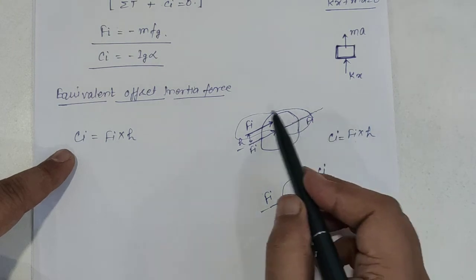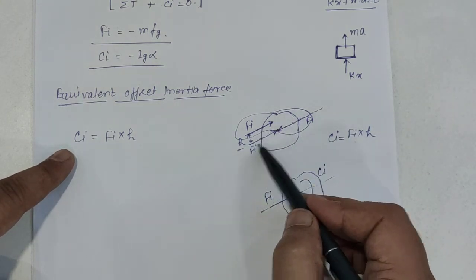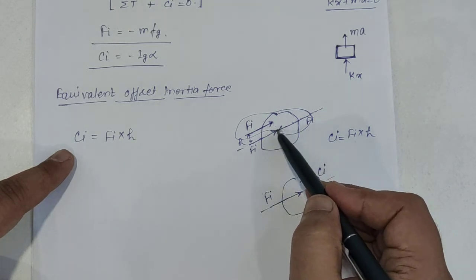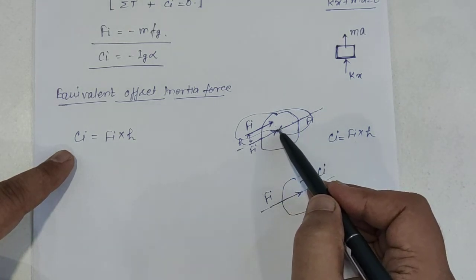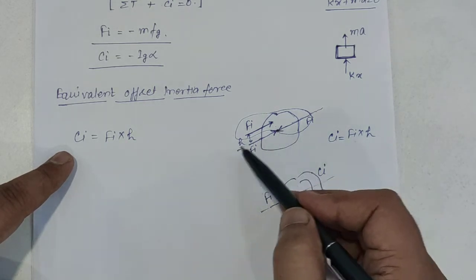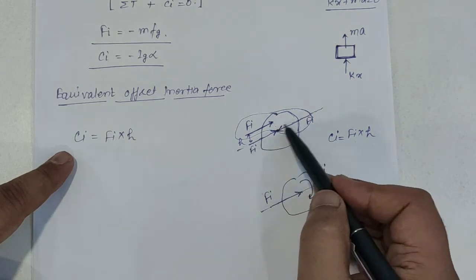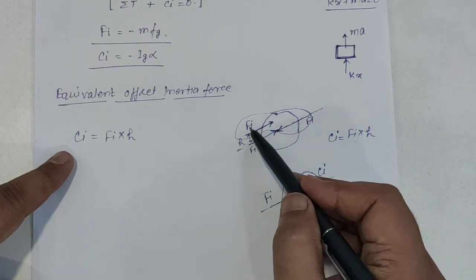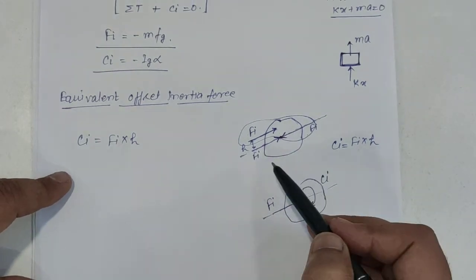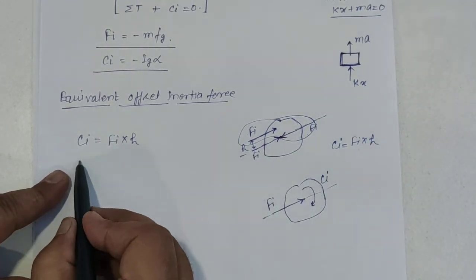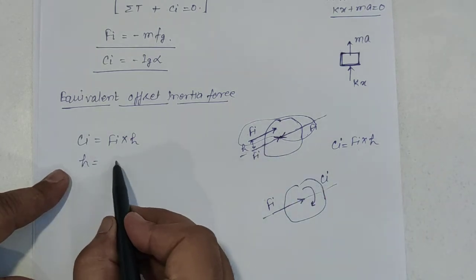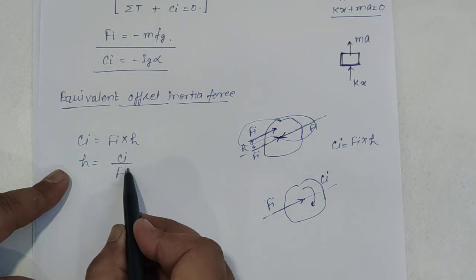What is Ci? Ci is the couple produced due to the inertia force, and Fi is the inertia force. Simply, we have applied a principle of engineering mechanics. We have applied two forces equal in magnitude, opposite in direction, in the same line of action, which means the resultant of these two forces equals 0. We have taken this force and this force, they produce a couple, and one Fi is remaining. H is the perpendicular distance, so h will be equal to Ci divided by Fi.